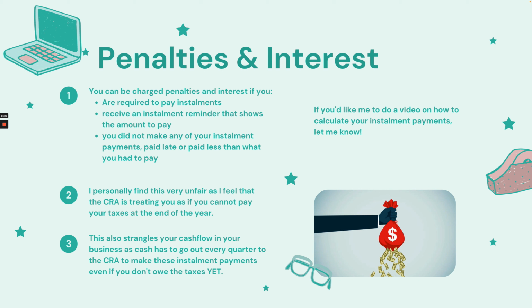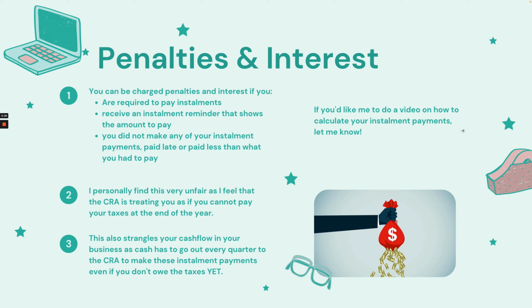So I personally find this very unfair, as I feel that the CRA is treating you as if you cannot pay your taxes at the end of the year, right? They don't know that. Number 3, I think that this also strangles your cash flow in your business, as cash has to go out every quarter to the CRA to make these installment payments, even if you don't owe the taxes yet, right? The taxes, you only owe them once you file your return. So they don't even know how much you owe, but they are asking you to make these installment payments already on the figures you had from last year.